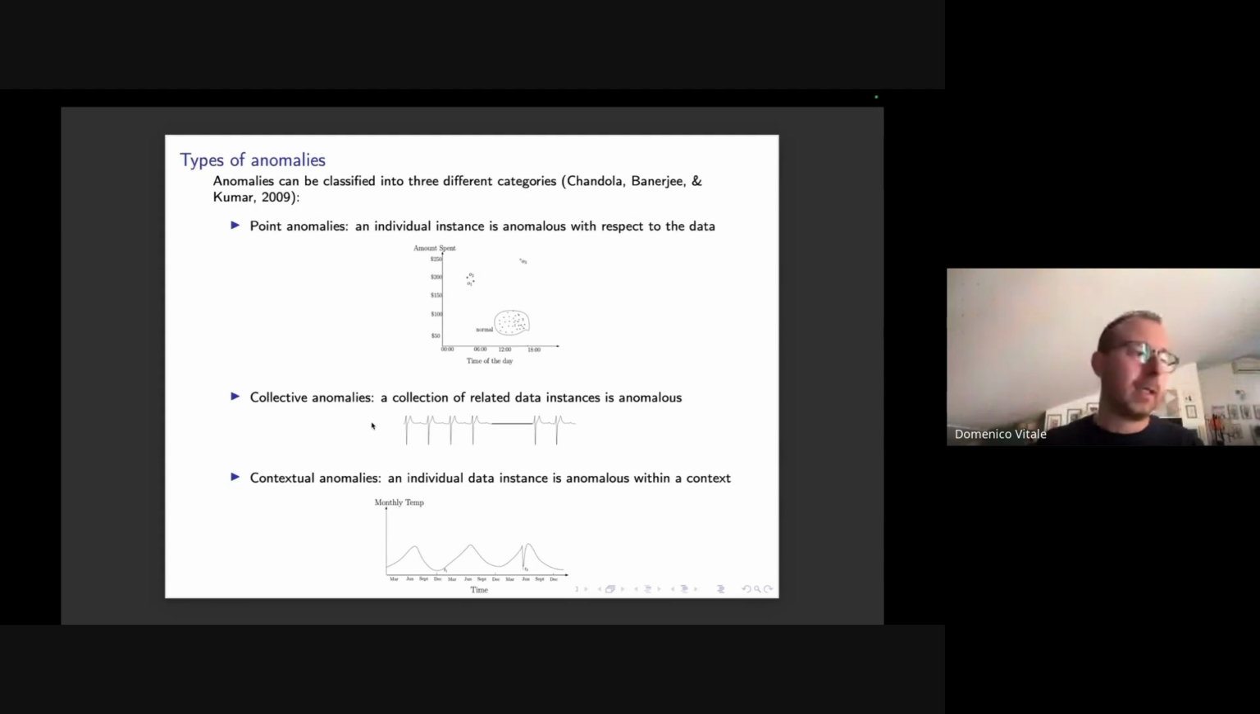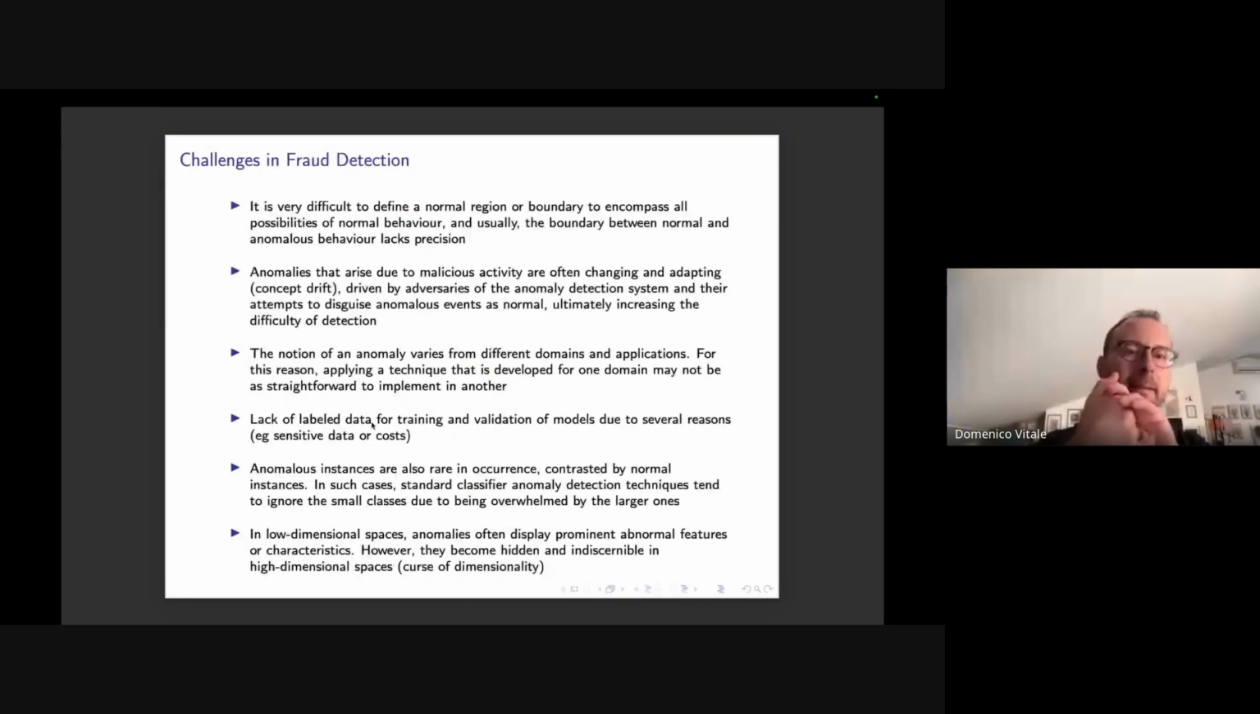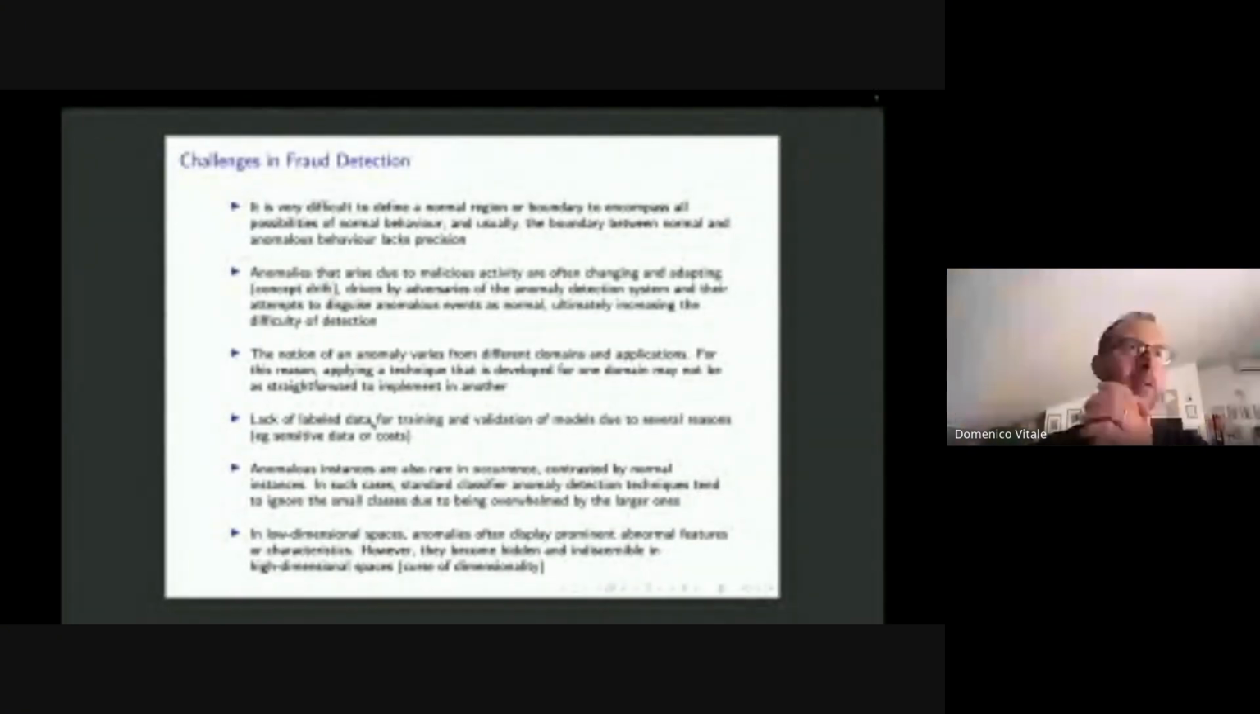anomalies can occur because they deviate from the expected behavior of the time series, as in the example shown in this slide. Of course, there are several ways in which anomalies appear in the data, and they are not always simple to identify or define. In particular, in fraud detection, it is difficult to define a normal region to encompass all possibilities of normal behavior, because more often the multivariate data is composed of variables which are related by complex relationships.